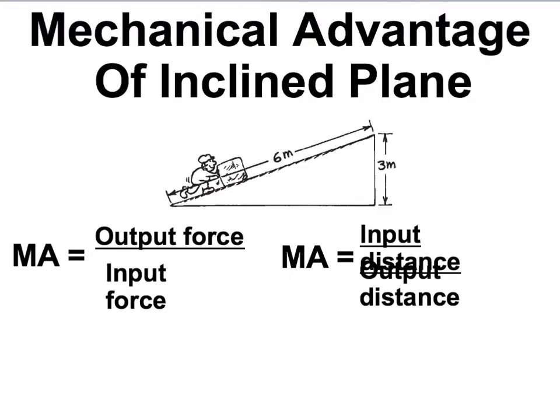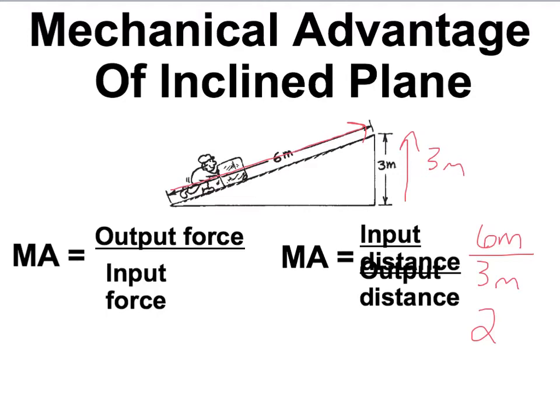So I've copied over the formulas from the last slide onto this slide, and I want to figure out the mechanical advantage of an inclined plane. Now we have two options: the output force over the input force, which we don't have any information about here, or the input distance over the output distance, which is what we have here. So in this case, our input distance is the 6 meters to push up the inclined plane. And the output distance that we get is 3 meters. So if we take 6 meters and divide it by 3 meters, that's pretty easy to do. That's going to be 2.